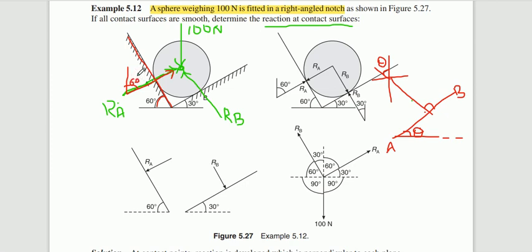So how are you going to write it? RA is a force which makes an angle 60 degree with respect to the y-axis. Is it clear? Yes? Yes, ma'am. I will explain by considering RB.